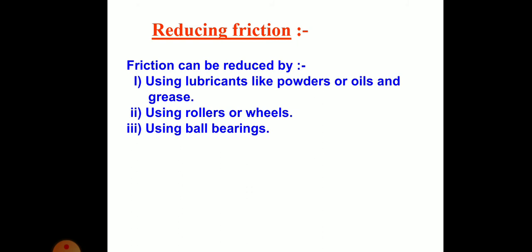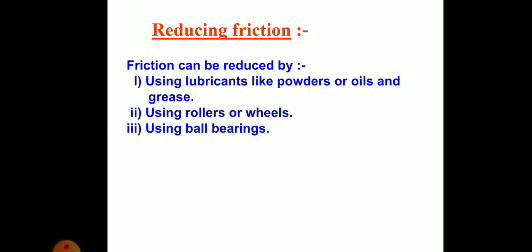Okay, and also we can reduce friction by using rollers or wheels. Okay, let us study one by one later. And by using ball bearings. So let us apply this where this friction can be reduced. In which examples we can see where we use in our daily activity, where we are reducing the friction. So let us see now.